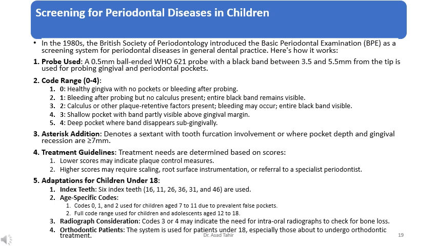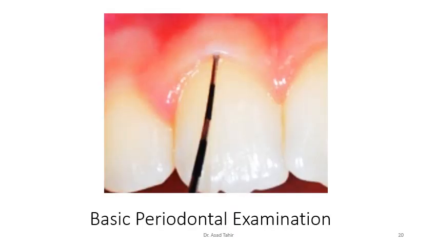Radiograph consideration: codes 3 or 4 indicate the need for intraoral radiographs to check for bone loss. Orthodontic patients: the system is used for patients under 18, especially those about to undergo orthodontic treatment.